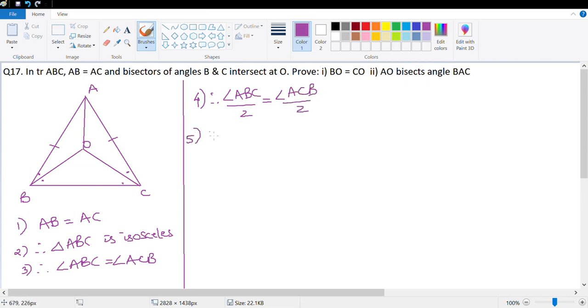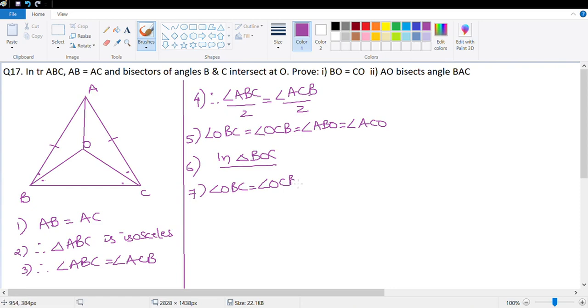What this means is angle OBC should be equal to angle OCB, which should be equal to angle ABO, and which should also be equal to angle ACO. Perfect. All these four angles are equal. How does this help us? In triangle BOC, what we have is angle OBC is equal to angle OCB. This is from point number 5. Therefore, triangle BOC is also isosceles, which means BO should be equal to CO.